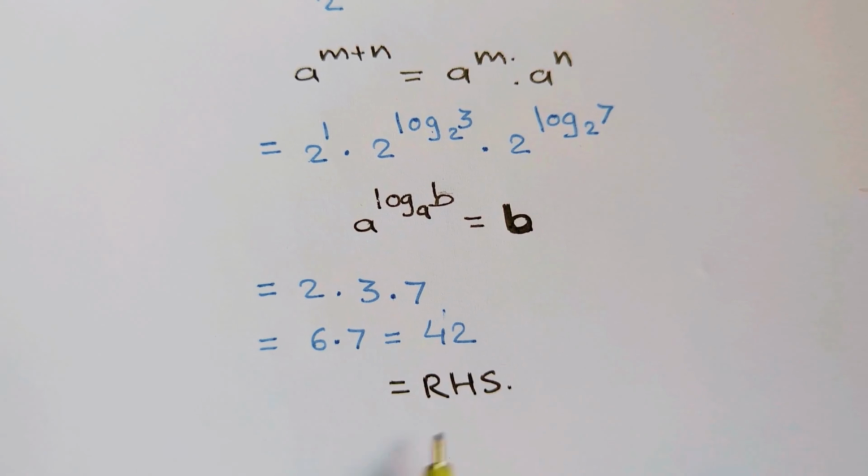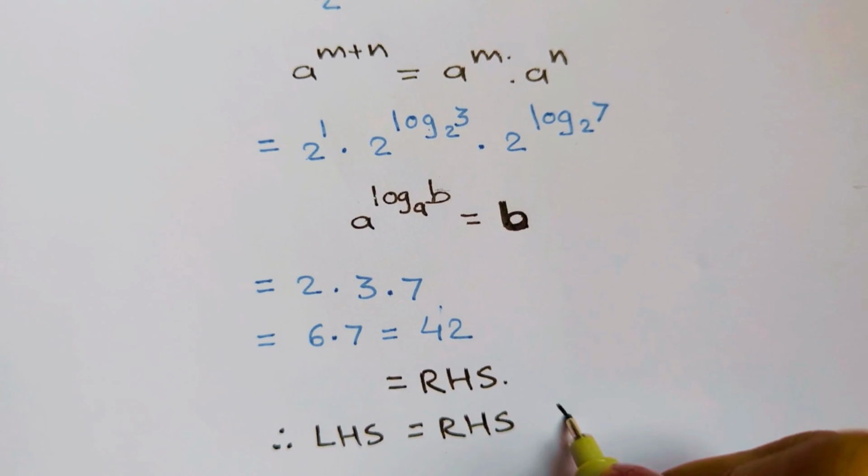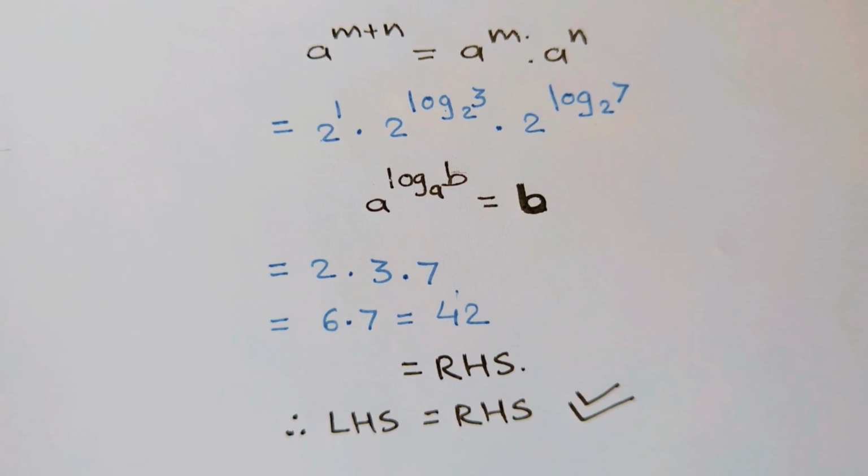We started with our left hand side and came to the right hand side value. Hence left hand side LHS is equal to right hand side RHS. That's why the value that we have found for x is accurate.